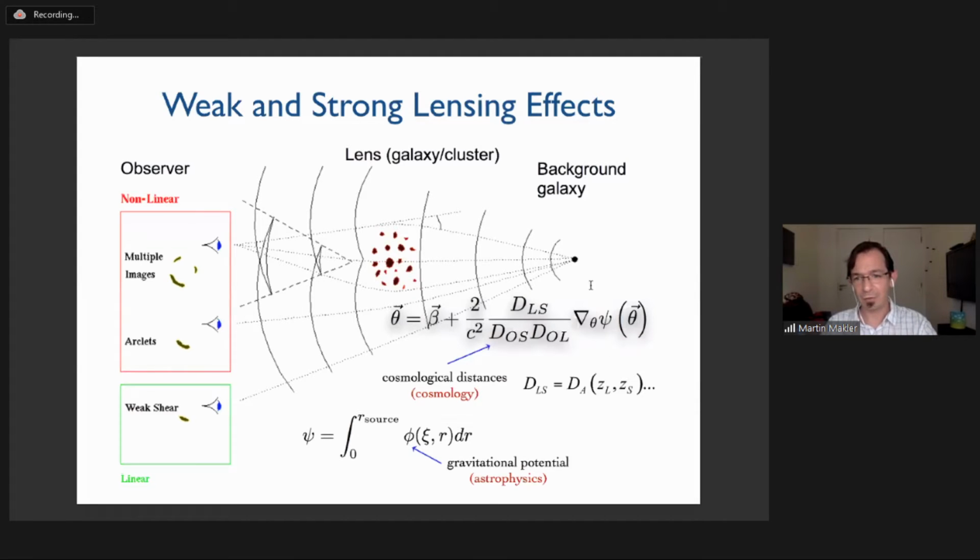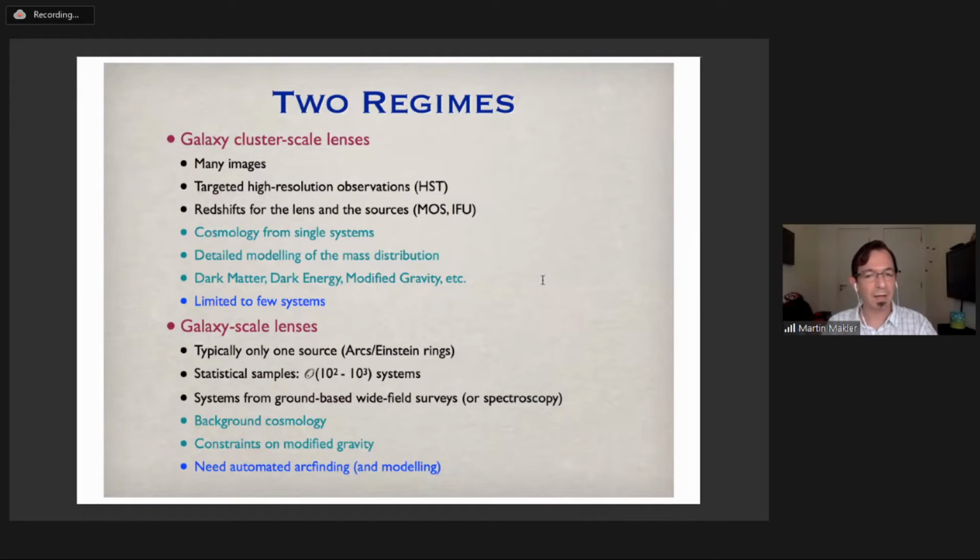So they depend on the mass distribution in the lens. So by using strong lensing, we can constrain the mass distribution in the lens and/or constrain these cosmological distances. I will discuss just two examples of applications of strong lensing to cosmology.